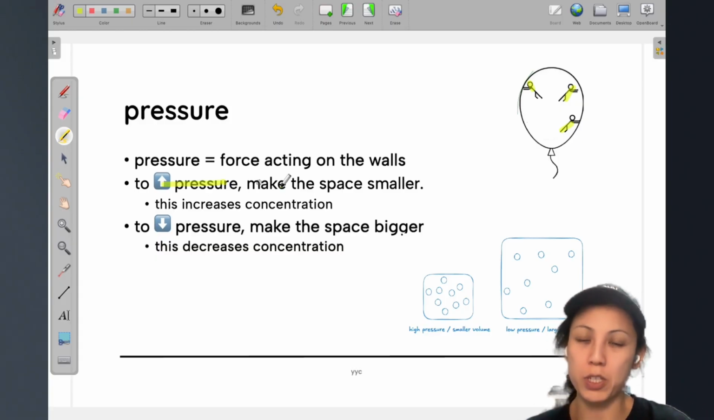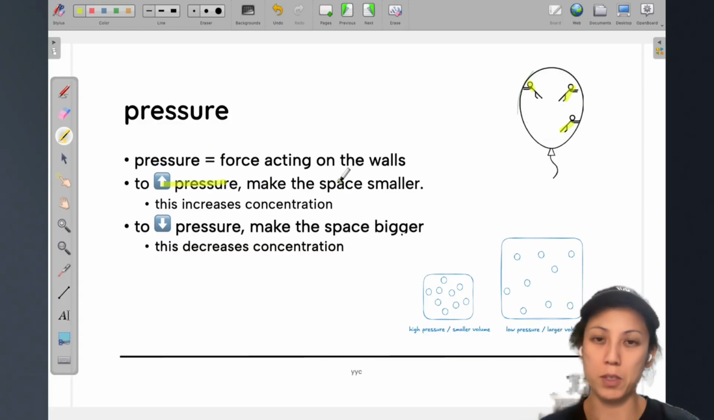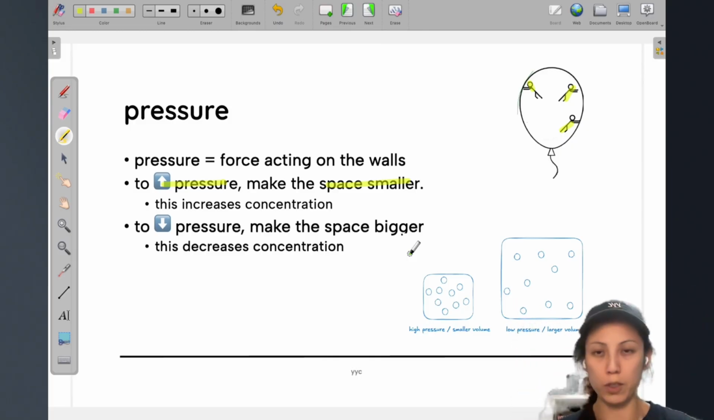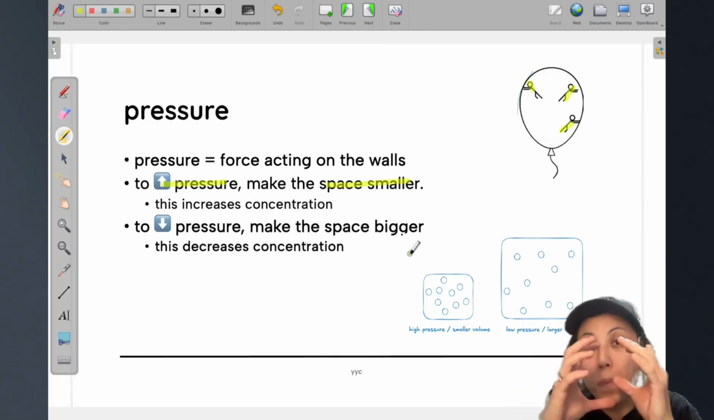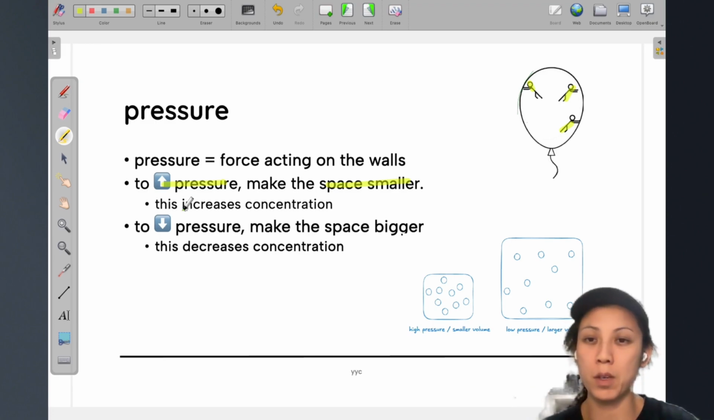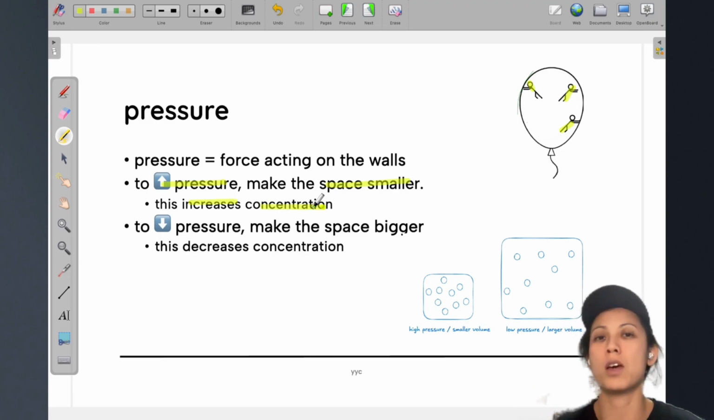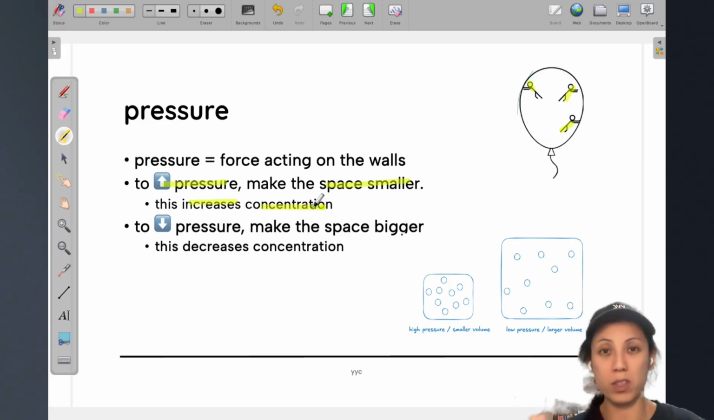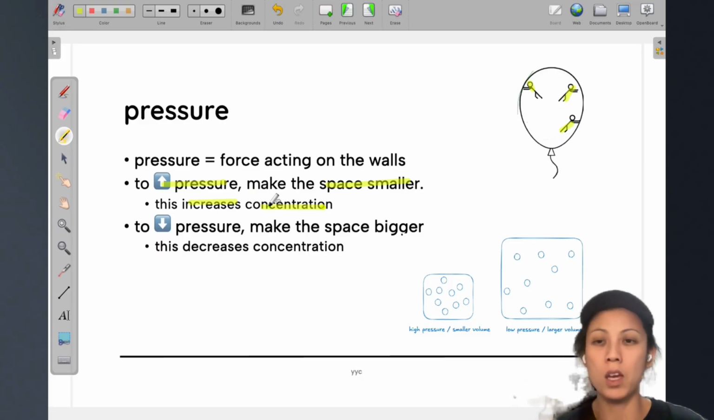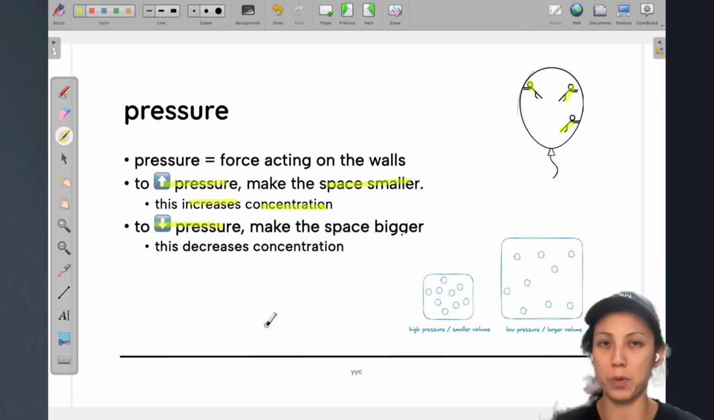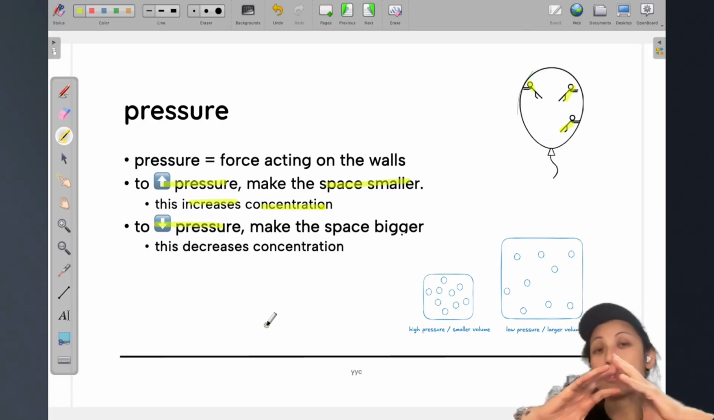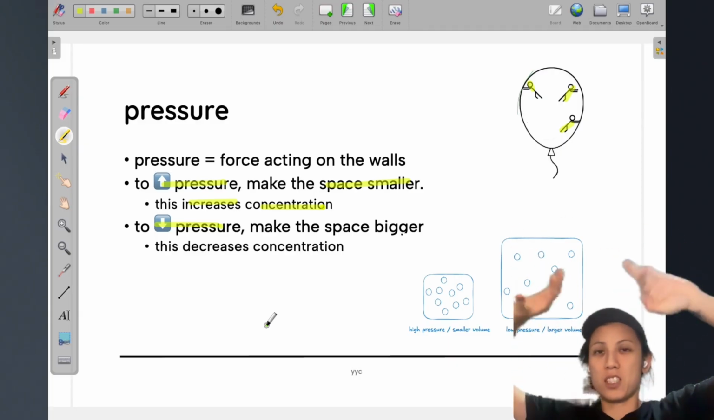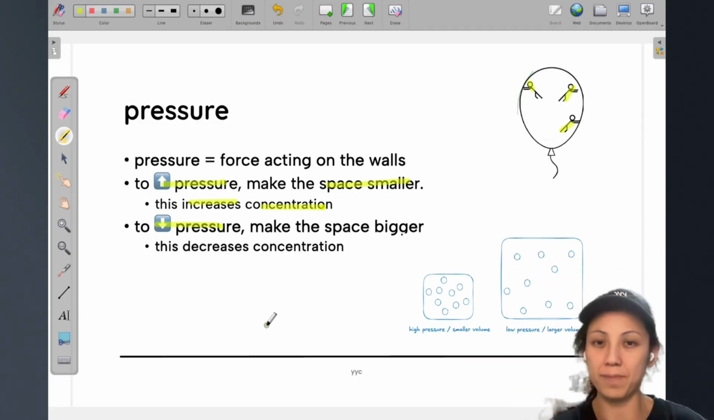So if you increase the pressure, a way to do that is you make the space smaller. So if you have the same number of particles, you literally just decrease the volume. By doing that, you've got more particles in that given space, which means you have an increase in concentration. The reason why I'm saying it like this is because we just learned about concentration. So if you can relate pressure and concentration, they kind of go hand in hand. If you decrease the pressure, how do you decrease the pressure? You make the volume bigger because you're giving them more space to move around, and the smacking against the walls occurs a lot less in that given space.